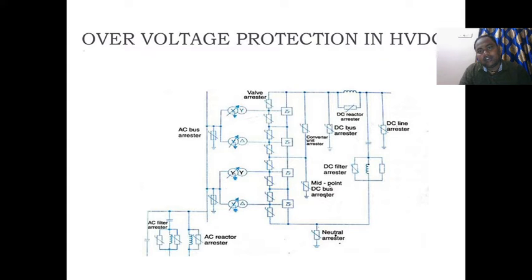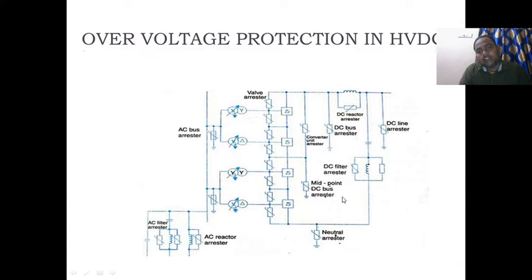Next one is the converter unit. After the valve arrester, there is a converter unit arrester. I already told you that this is a 12 pulse converter, and this is another 12 pulse converter. If any over voltage is present in the converter unit, the entire converter unit, there is a converter unit arrester. The converter unit arrester protects the overall system. Any over voltage present in the overall system, the converter unit arrester nullifies these over voltages.